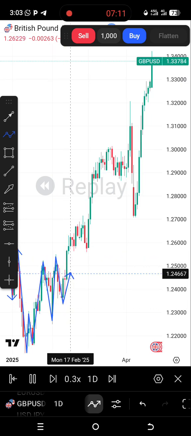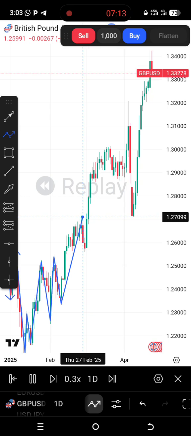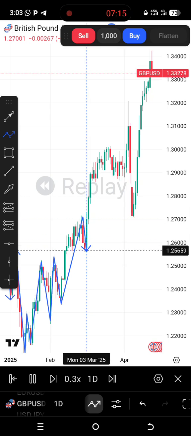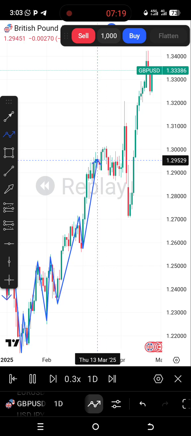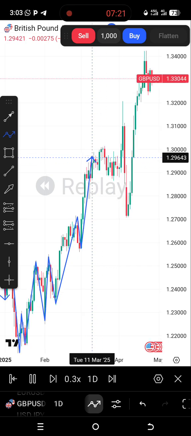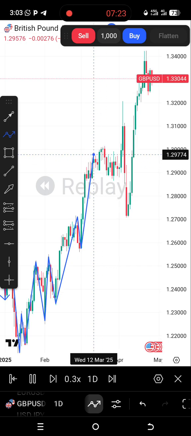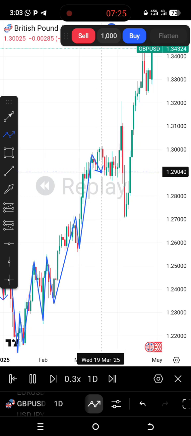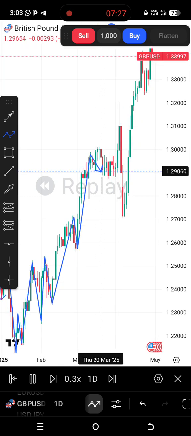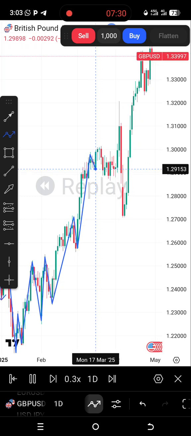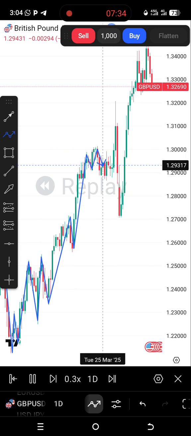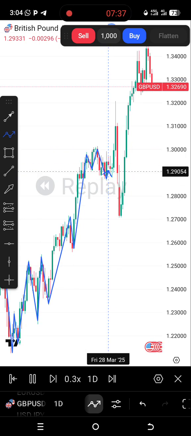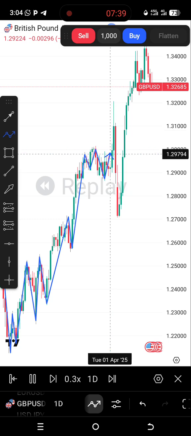higher low, higher high, higher low, higher high. You see, this is a low as well. Higher low, higher high, higher low. Sorry, that's not higher low.